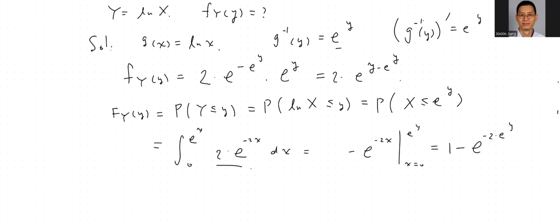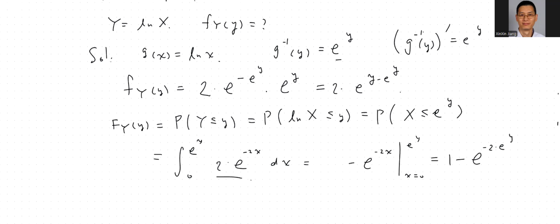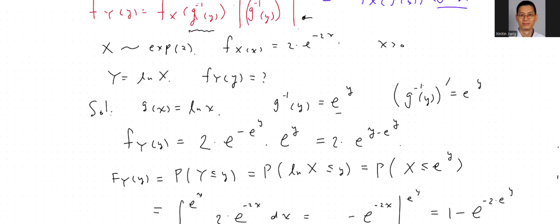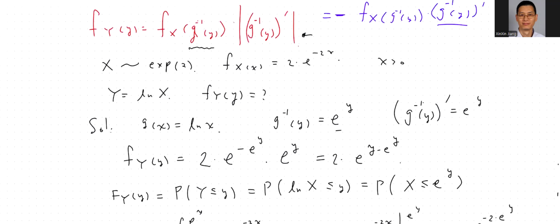Let me see. Did I get anything wrong somewhere here? The density is 2 times e to the negative 2x. I think I forgot there's a 2 here. When I plug in e to the y for x, you get that. So I actually have a 2 here.